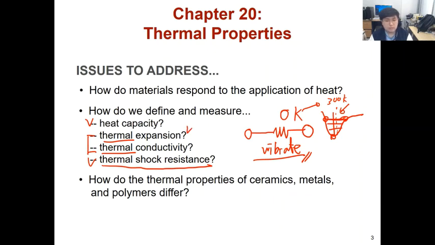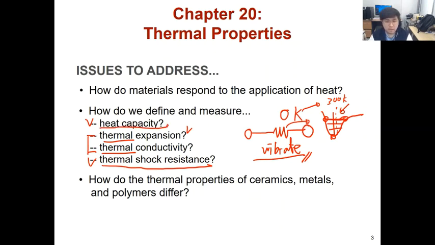So we already know thermal expansion, and also the transfer of vibration motion between the atoms, so that we can easily understand thermal conductivity. And then the heat capacity. What is the heat capacity?